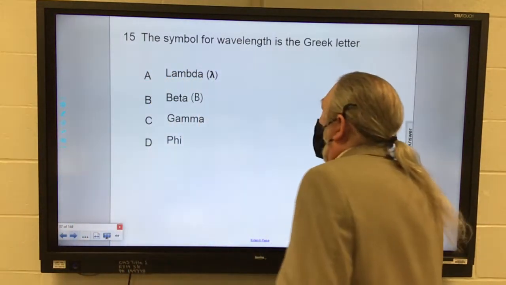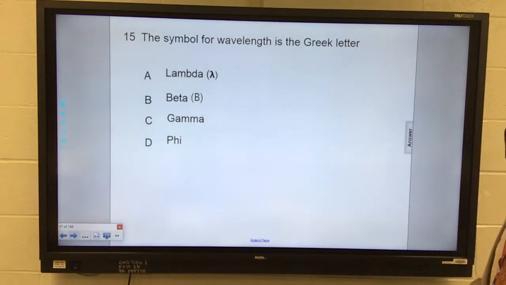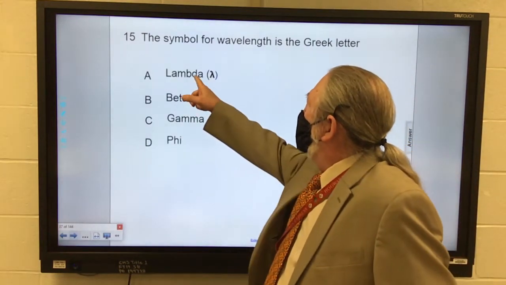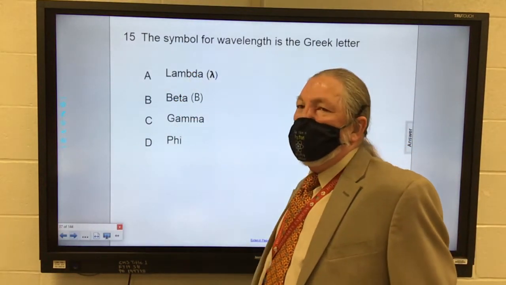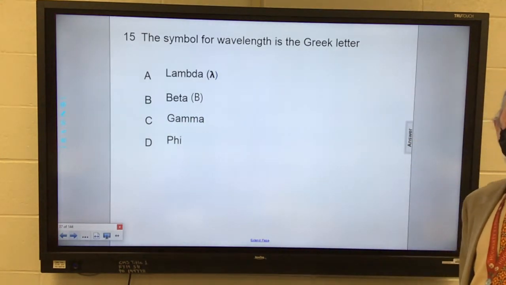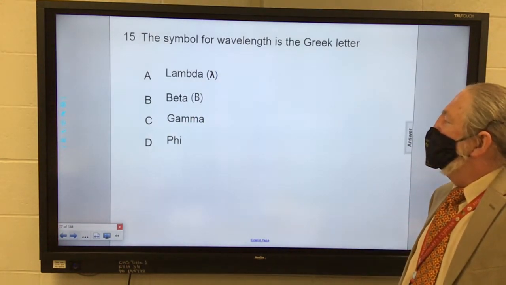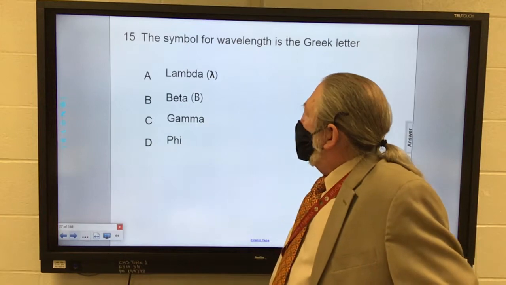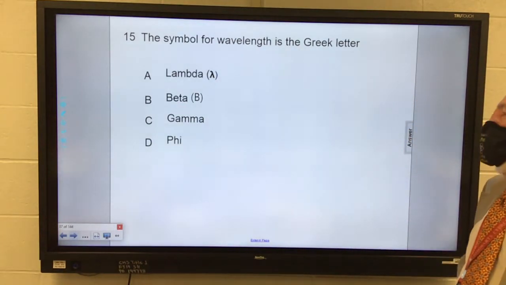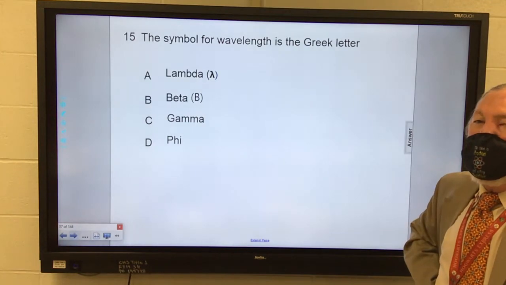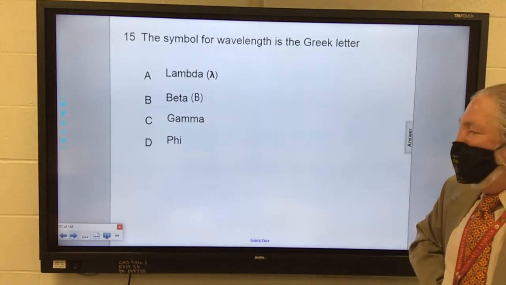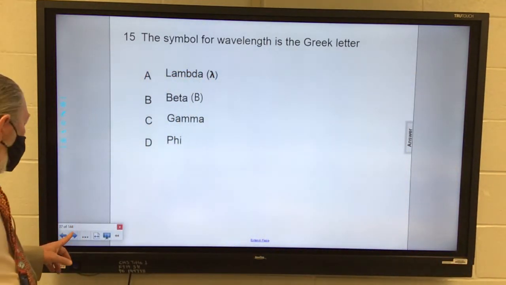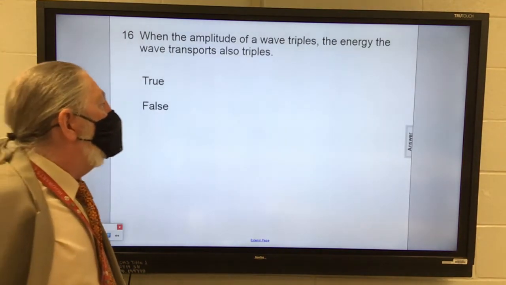Okay, the symbol for wavelength. There's only one of those symbols that we talked about. Is it lambda or is it beta? Which one of those symbols did you see when we talked about this video here? Mark your answer, A or B. Can't choose C or D. Don't blurt out an answer. Mark your answer. I know you know the answer, Julia. Everybody got an answer? Okay, 16.